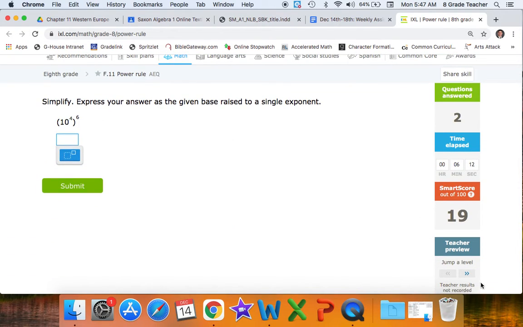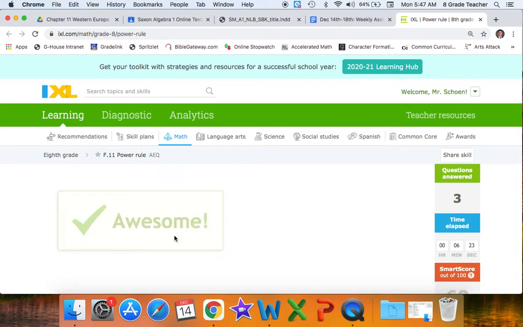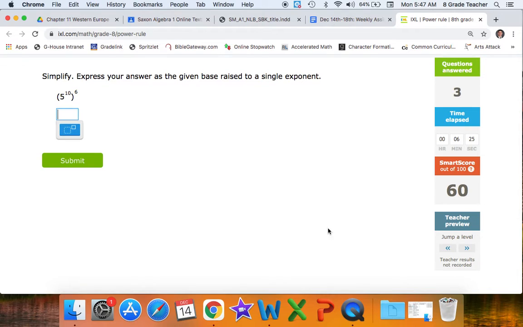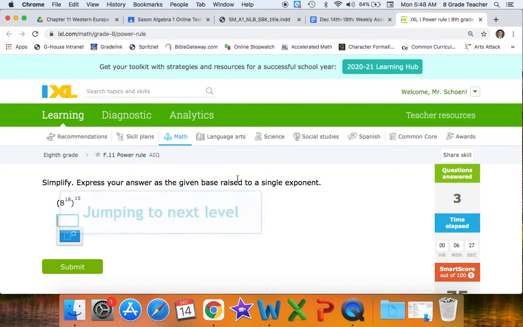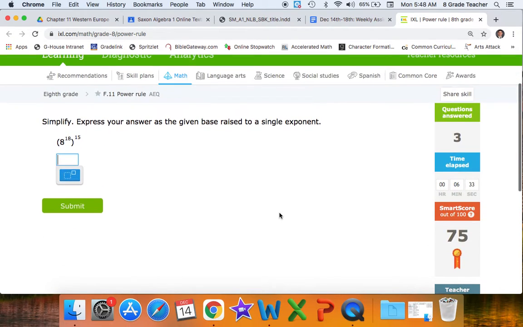You're going to work your way through the different levels of understanding in terms of how we apply our power rule. Again, the base stays the same. Multiply 7 times 4, which is going to give you 28. And you'll show that you've got an understanding of how that power rule applies. It might get a little bigger, it might get a little more difficult, but nothing that you can't handle to get up to that overall SmartScore between the two power rules that are being applied.